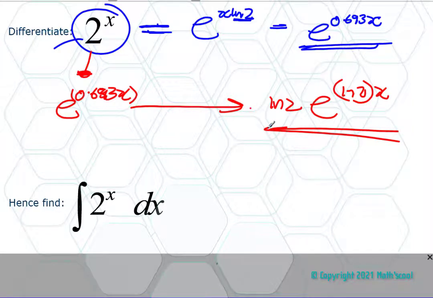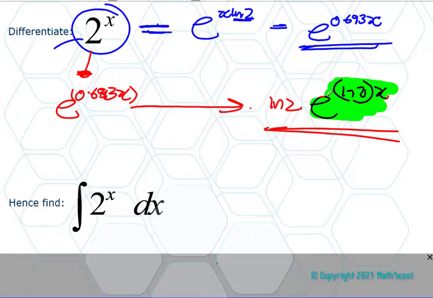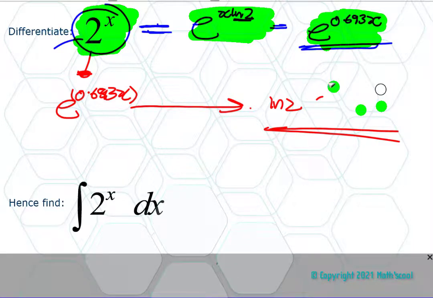But hold on a second. This is the same as this, is the same as this, is the same as this. I can just put that back now. Now that I've differentiated it, I can just put it back as 2 to the x. So put that back as 2 to the x.